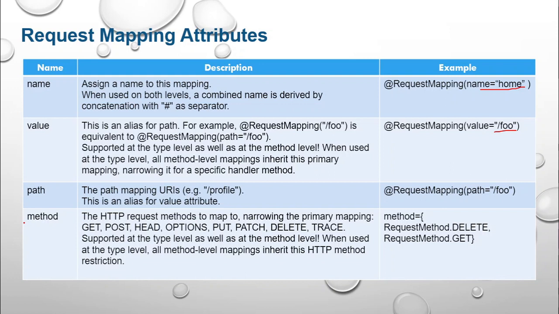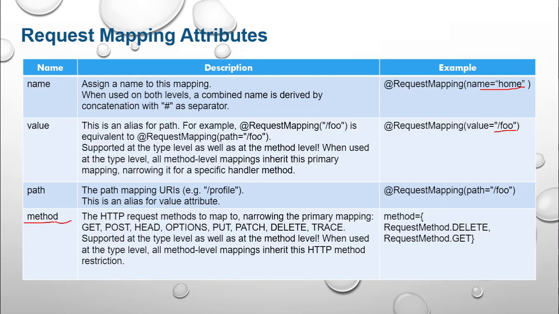So this method attribute can also be used in such a way that specific annotation behavior can be achieved through the request mapping annotation. That means if we provide a method attribute, this will narrow the primary mapping to GET, POST, and HEAD. If we provide the method attribute, then that particular HTTP request method will be mapped to that handler method.